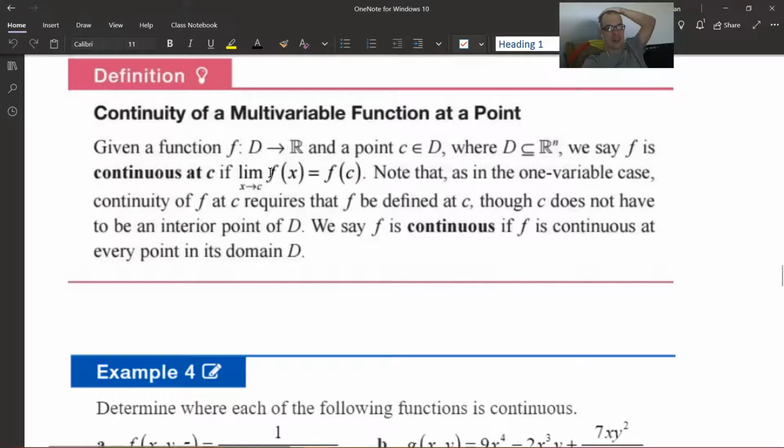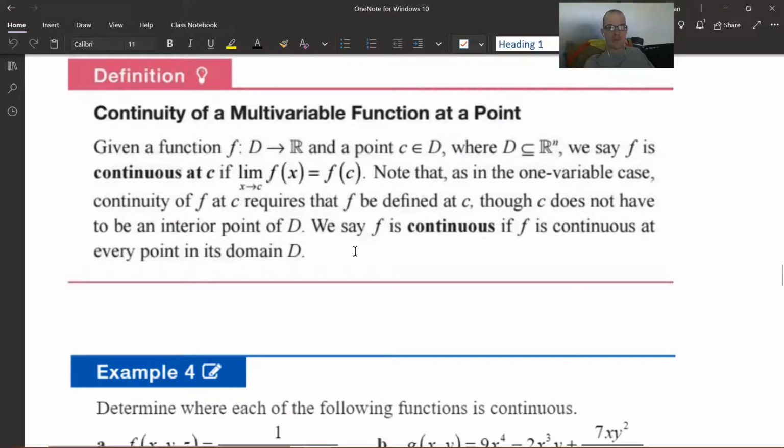The definition of continuity is much like what we've seen before. We're taking the limit as x approaches some point C. And again, you would think of x as like a vector of an x value and a y value, and C having an x value and y value. But yeah, as long as the limit equals the function's value, then we're continuous at a point.